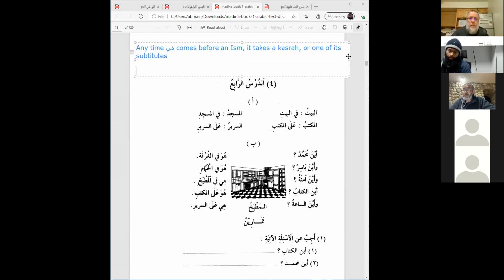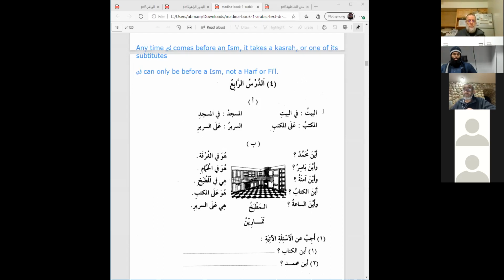Another thing I can deduce, based on other knowledge, is that fi can only be before an ism, not a harf or fi'l. Al baytu fil bayti.